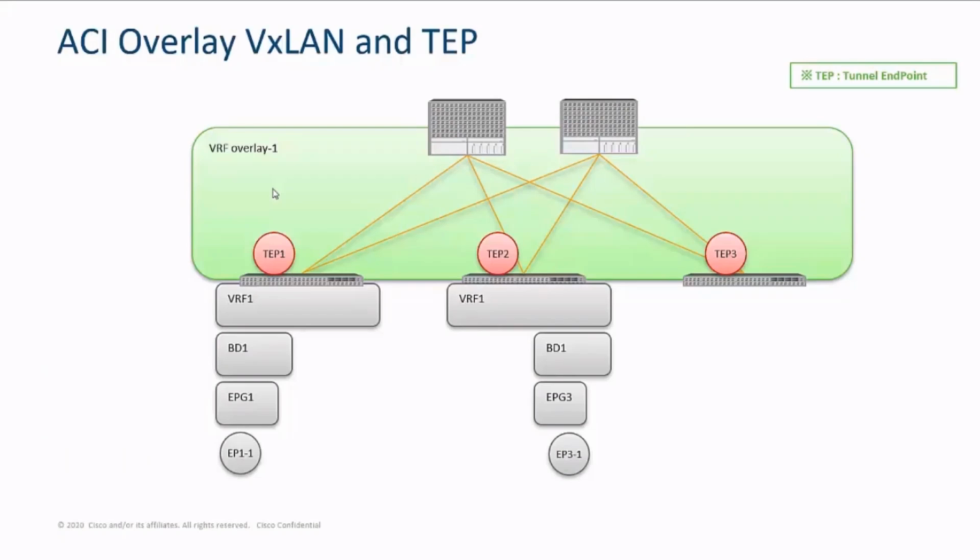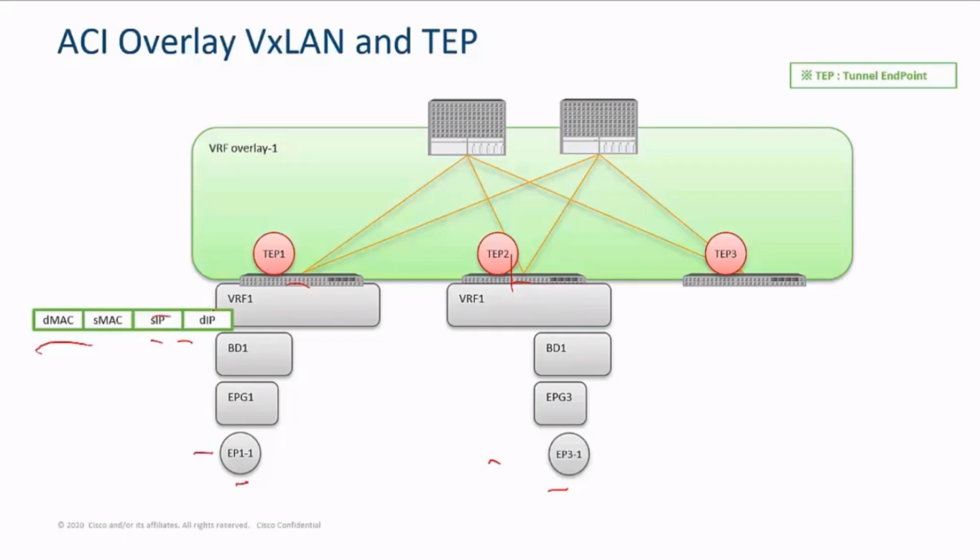All right, so we're going to go ahead and do a packet walk between endpoint 1.1 and endpoint 3.1. Endpoint 3.1 is behind leaf 2, and endpoint 1.1 is behind leaf 1. Let's just say they're on the same subnet, and endpoint 1.1 sends a frame destined to 3.1. It's a unicast frame. If we look at the layer 2 header, it's pretty simple. The source MAC is endpoint 1.1, and the destination MAC is endpoint 3.1's MAC. The same thing for the IP: the source IP is endpoint 1.1 and the destination IP is endpoint 3.1.